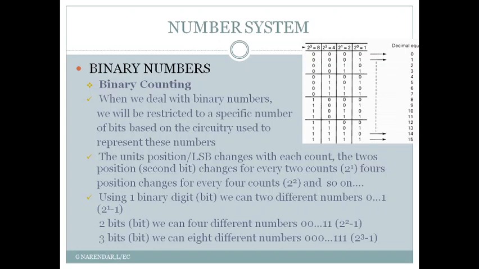Similarly, in the 4's position, it is 0 for the first 4 counts, and next it changes to 1 for the next 4 counts, again it changes to 0 for the next 4 counts, and so on. Similarly, the bit in the 8's position will remain at 0 for the first 8 counts, and it changes to 1 for the remaining 8 counts, and next it changes to 0 for the next 8 counts, and so on.